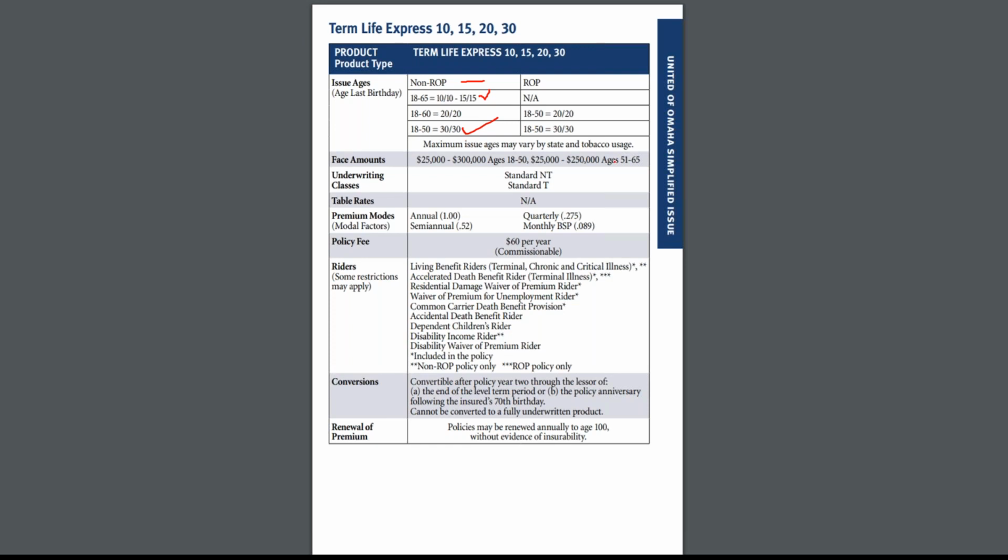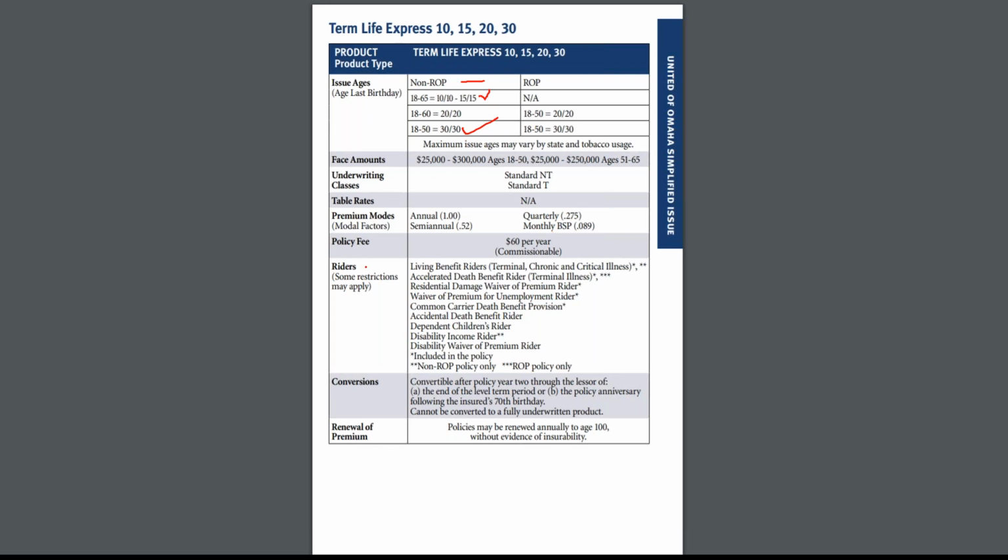Underwriting classes, guys, this is simplified issue. So they either qualify or they don't. There's no level, there's no graded. It's either standard non-tobacco or standard tobacco. And then for premiums, you can set up monthly, quarterly, semi-annual, or annual payments.